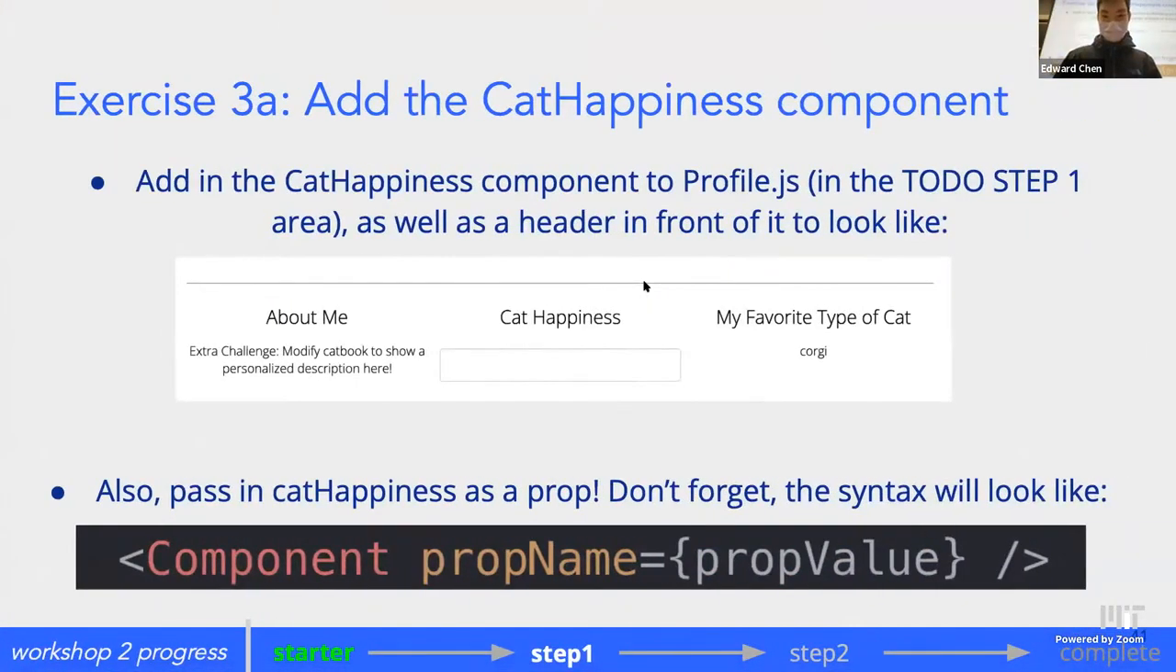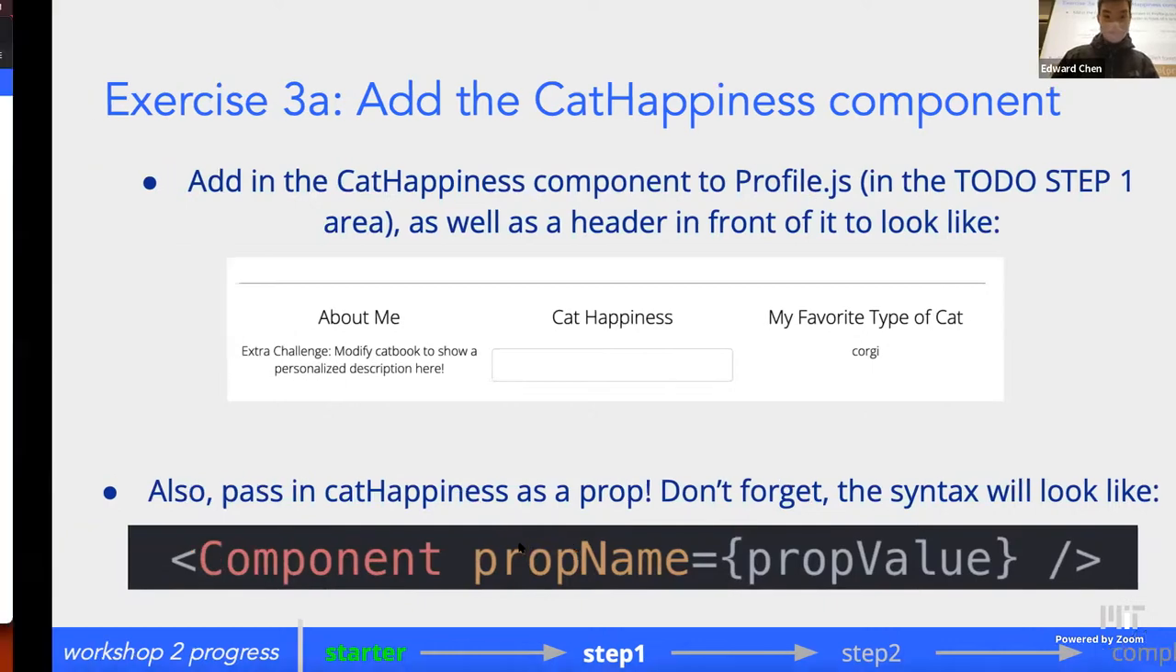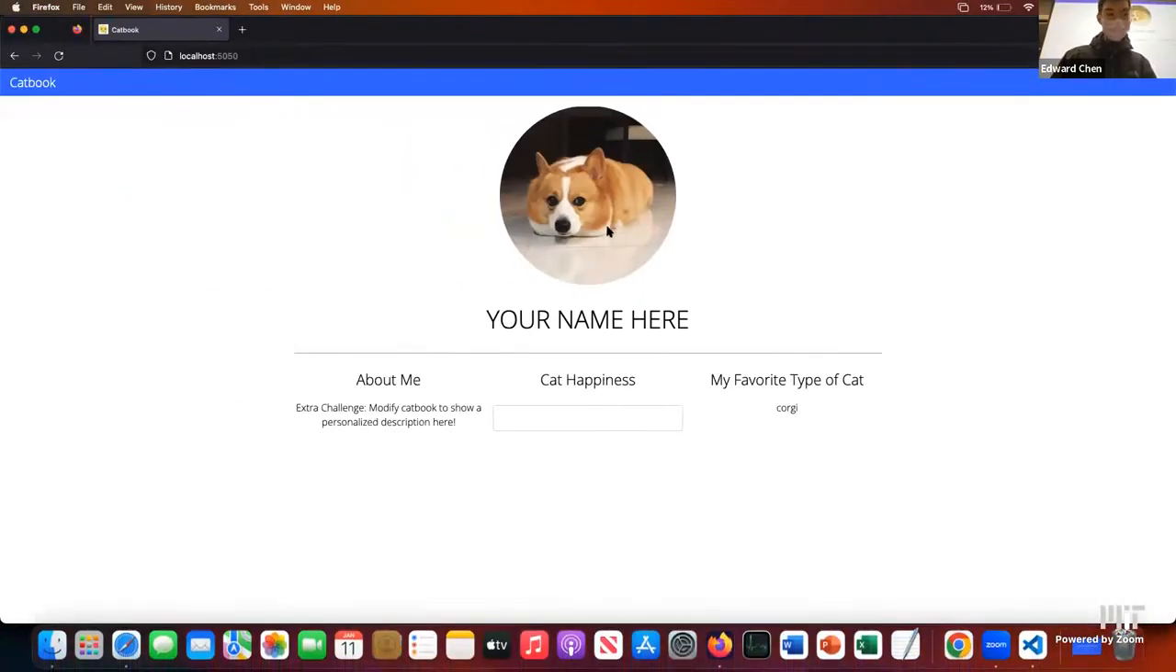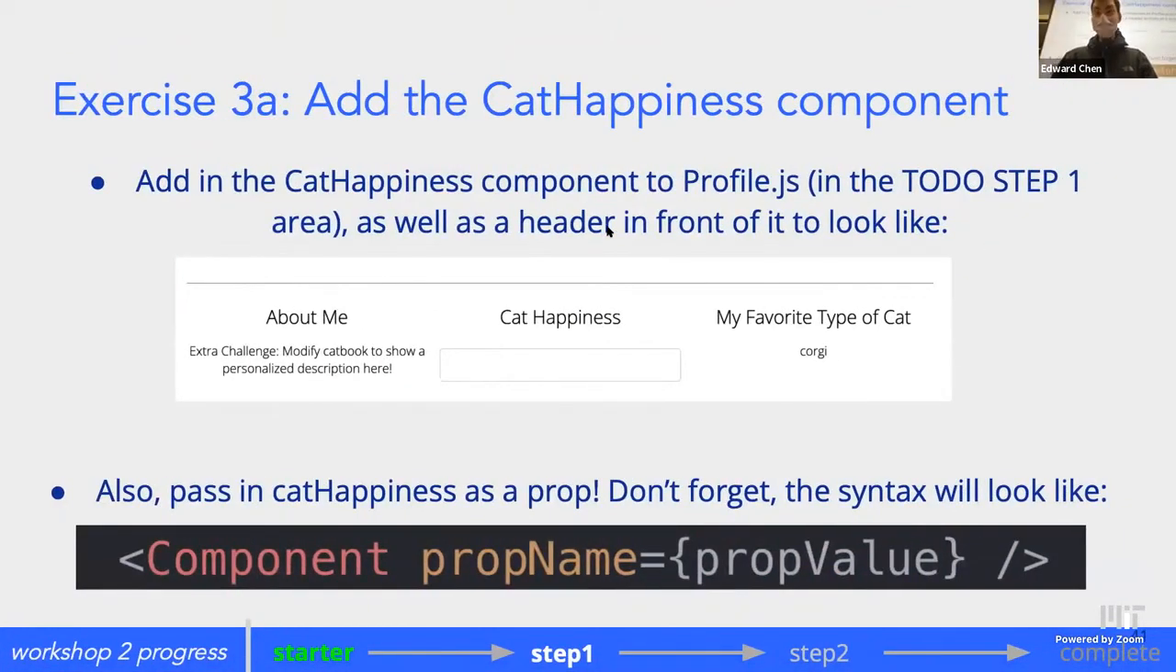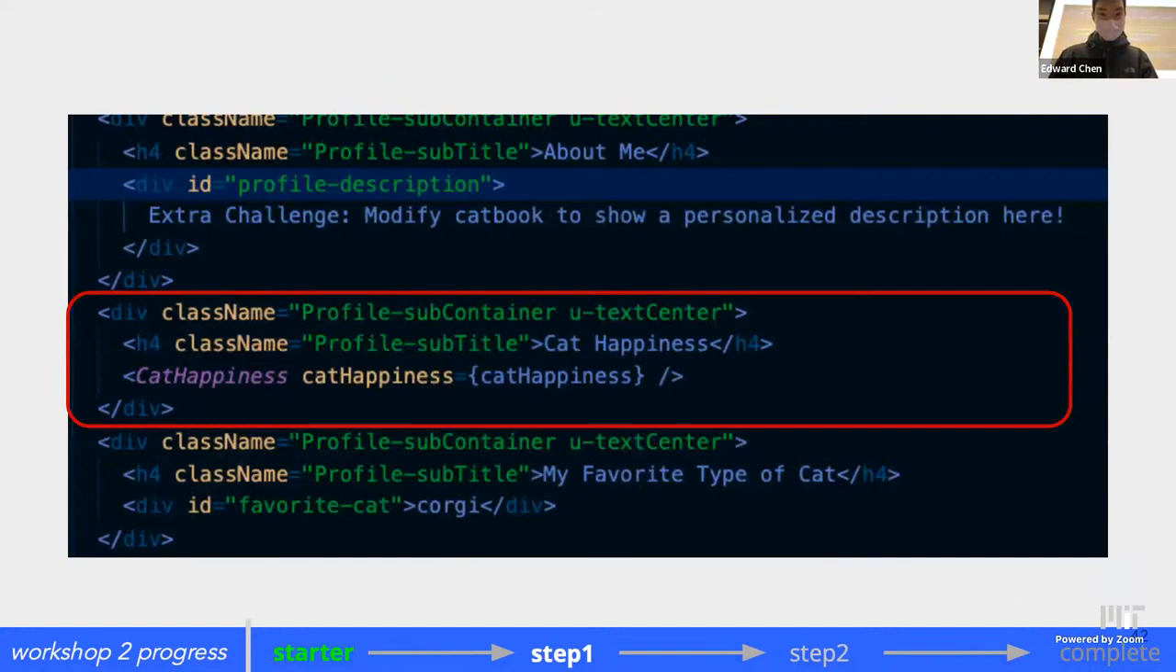So let's go back to the slides, and it looks like this now, right? And we've also passed in cat happiness as a prop. So let's see if anything happens when we click on the picture. Nope, nothing happens yet. We still have to apply the cat happiness functionality. So what we're going to do is go into the cat happiness component.